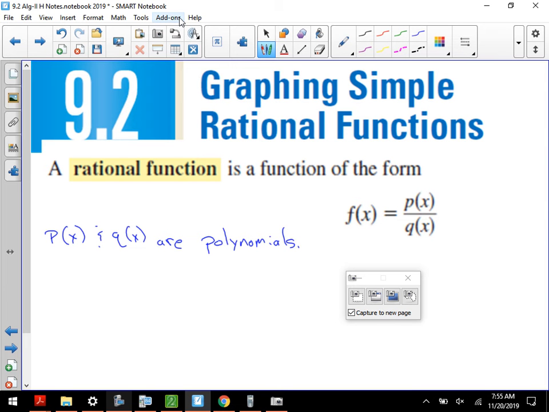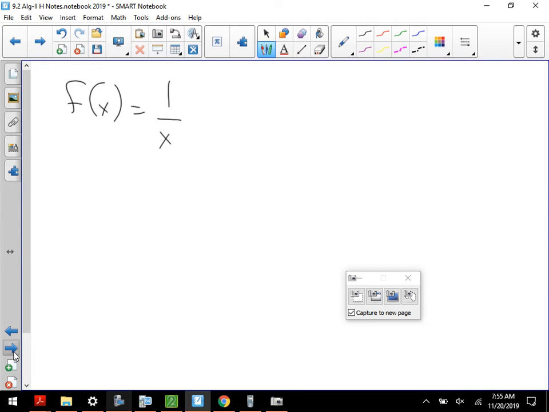The last problem we did, number 15, was solve the equation that dealt with polynomials, and each one of those polynomials was a fraction. And that's how those things look. Today we're going to look at what those graphs do. Now the easiest one to start to look at that you guys have all done is 1 over x. 1 over x is a rational function.